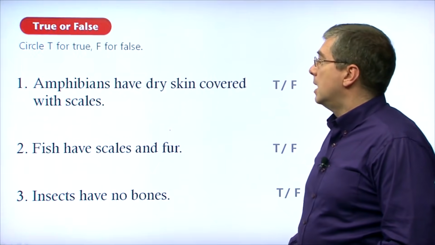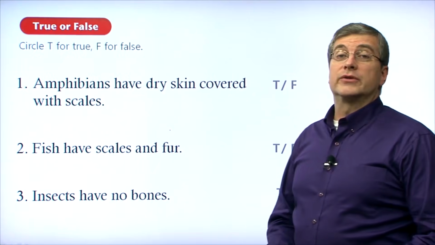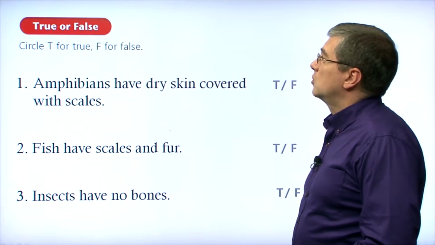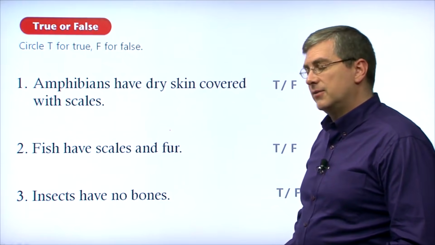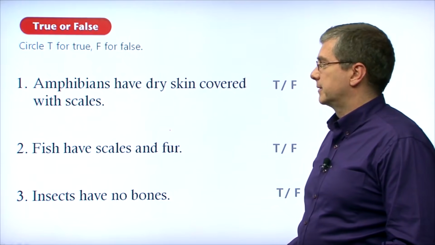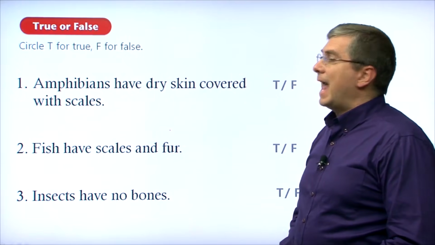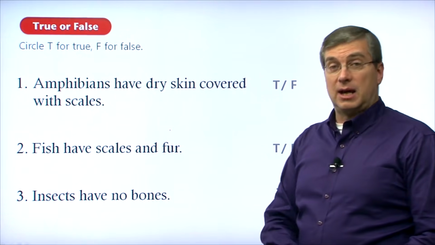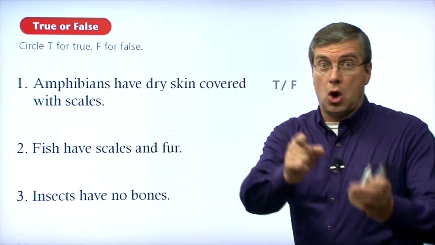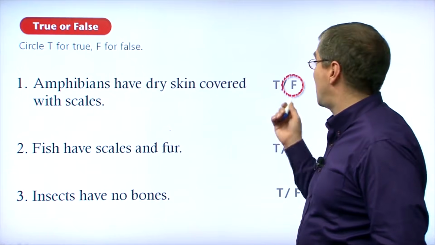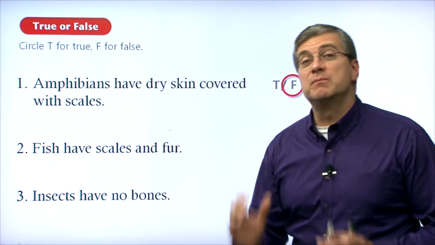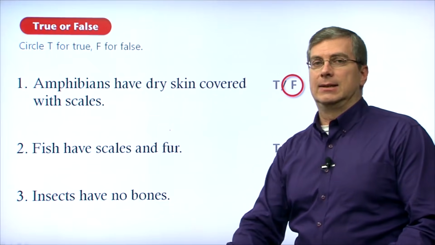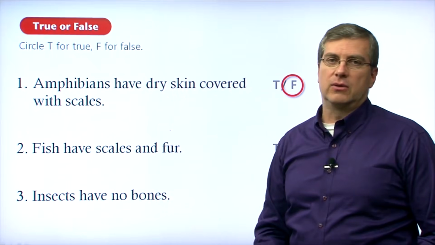Okay. Okay, let's go over the true-false questions, okay? We have true or false, circle T for true, circle F for false. Our first sentence. Amphibians. Do you remember amphibians? Amphibians have dry skin covered with scales, right? Wrong. I hope you chose that this is false, right? Amphibians have smooth, wet skin, right? They don't have dry skin covered with scales.